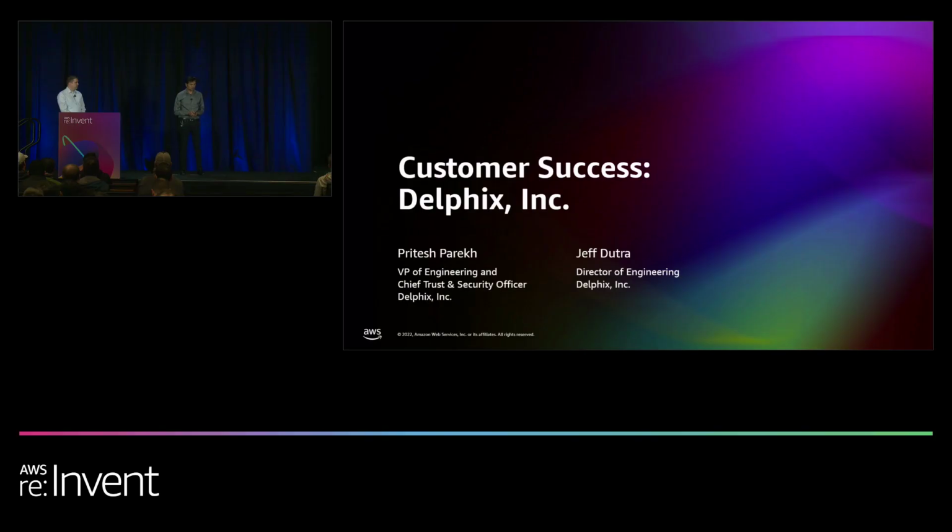Brief introduction, my name is Pratesh Parekh. I head up the product development and the security office at Delphix. With me, I have Jeff Dutra, who leads engineering and architecture at Delphix. Our goal for today's session is to share with you how we implemented zero trust architecture at Delphix. I'll start with a brief business context, share with you some of the key zero trust principles that we applied, business outcomes, and then Jeff will go into the implementation details.